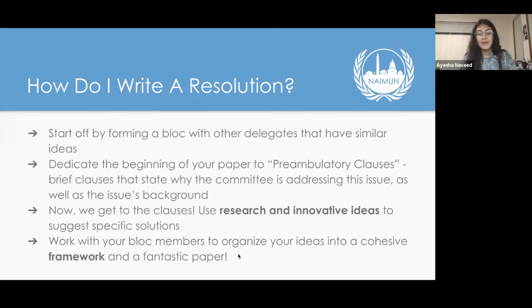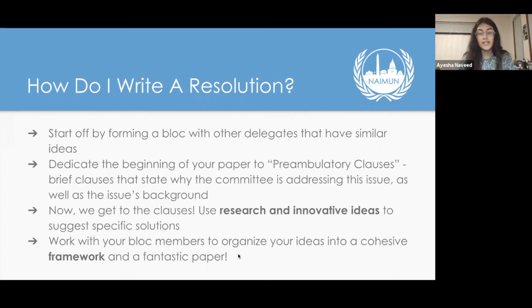So now we're going to talk about how we write a resolution. You start off by forming a block with other delegates that share similar ideas as you do, which you will figure out once you're debating inside the committee and discussing your ideas in unmoderated caucuses. You dedicate the beginning of your paper to preambulatory clauses, which are basically background information and sort of the record of what you've been discussing in the committee. However, it does not include the solutions, which are found in operative clauses.